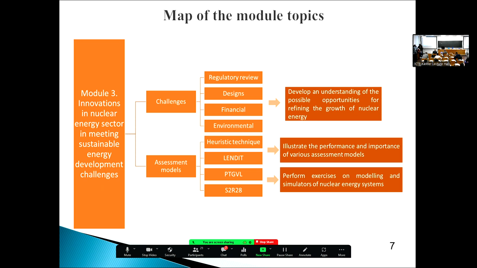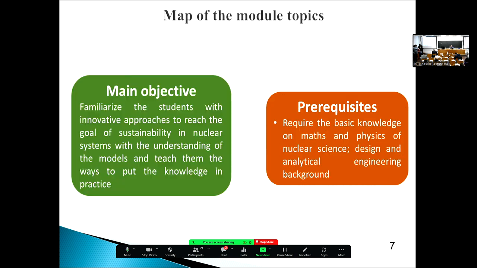And the last main topic was assessment models, in which the subtopics will be heuristic techniques, Landit, PTGVL, S2R28. The learning outcome from this will be to illustrate the performance and importance of various assessment models to perform the exercises on modeling and simulators of nuclear energy systems.